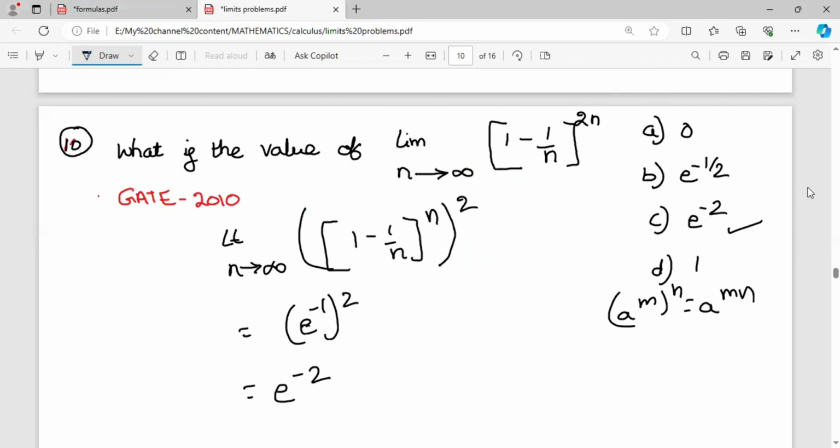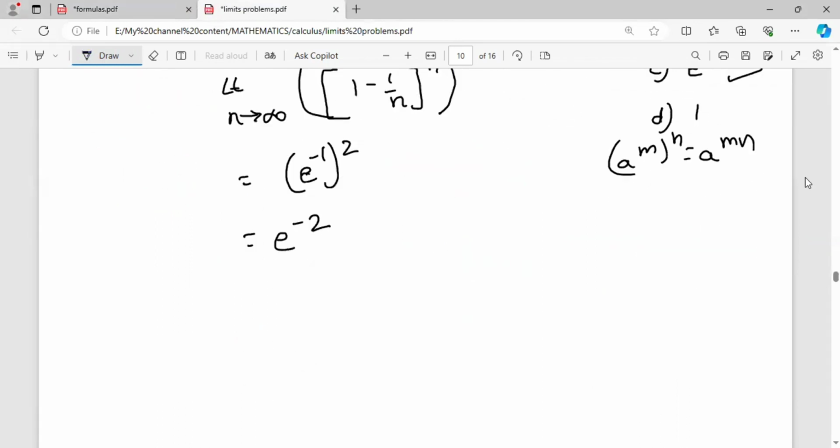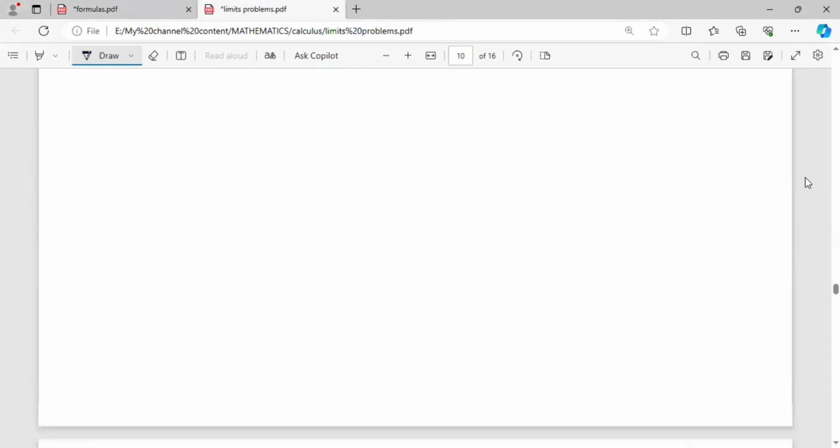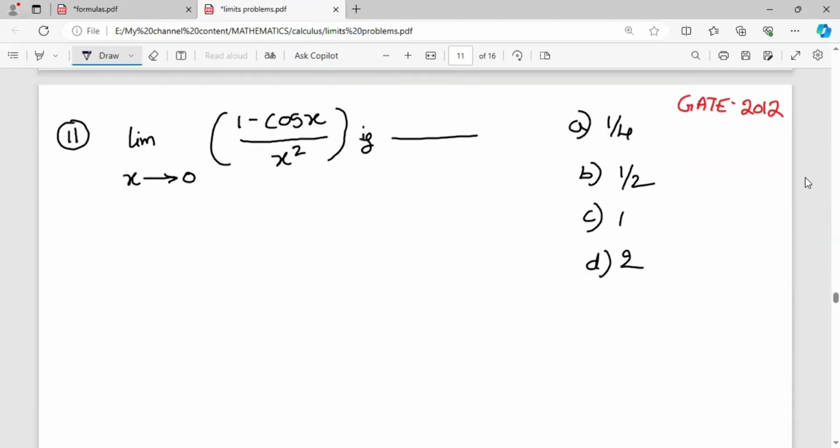Okay. Next, coming to another problem. This question was asked in 2012. Limit x tends to 0, 1 minus cos x by x square. Directly apply the L'Hospital rule. L'Hospital rule means you have to do the differentiation.